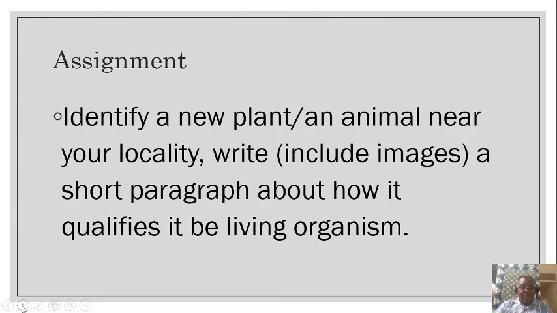I'll give you an assignment. In the light of what you've just learned today, I want you to identify a plant or an animal from near you. You can also include images. Write a short passage about how this organism qualifies to be alive.